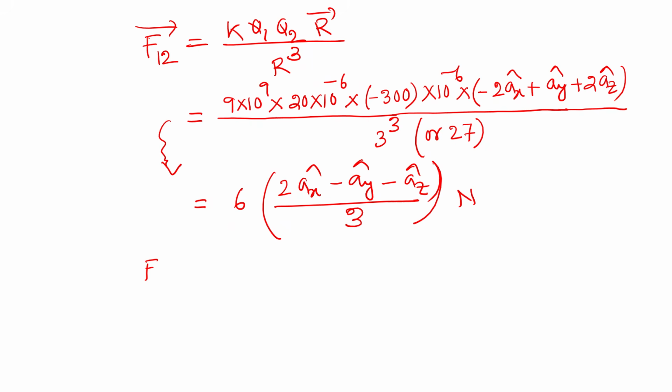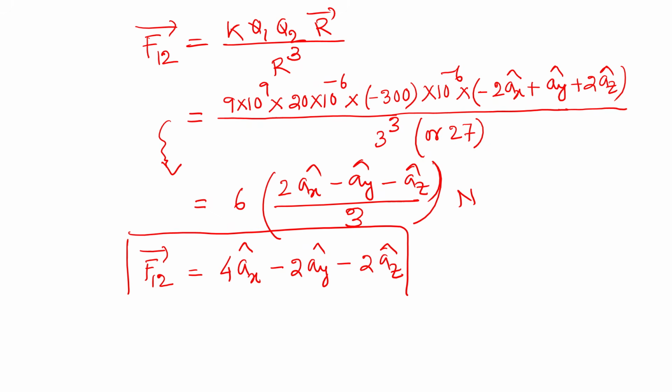So finally F12 can be said to be 4ax cap minus 2ay cap minus 2az cap. So this will be the final value of the force on Q1 due to Q2. Okay, so I hope you have understood this first numerical example and how to use Coulomb's law for solving this kind of situations or this kind of problems.